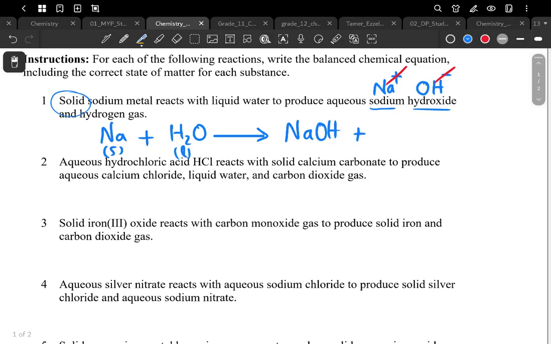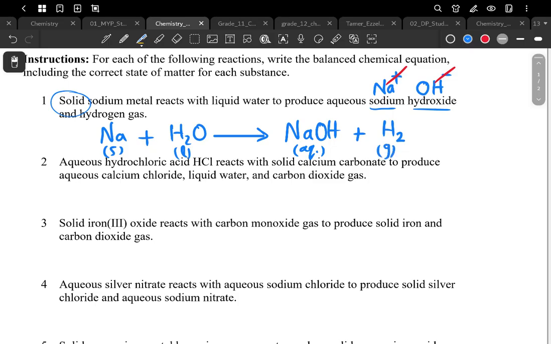And hydrogen gas, H2. Here, guys, focus: this is the symbol of hydrogen, but why do we write 2? Because hydrogen gas exists naturally as a diatomic molecule. As we said before, all gases exist naturally as diatomic molecules. Okay, so let's include the state of matter. Sodium hydroxide is aqueous, (aq), which means dissolved in water, and hydrogen is a gas.